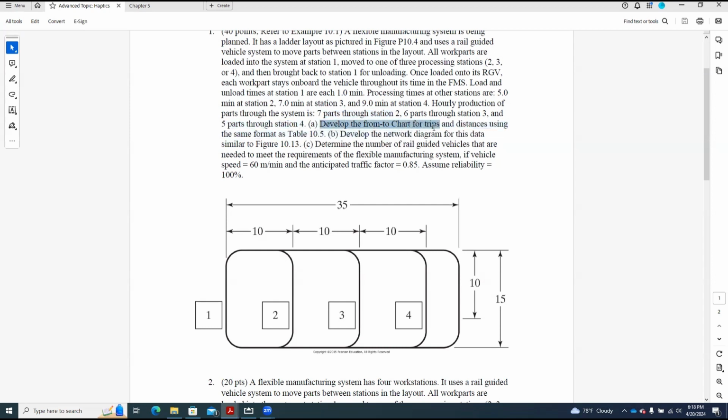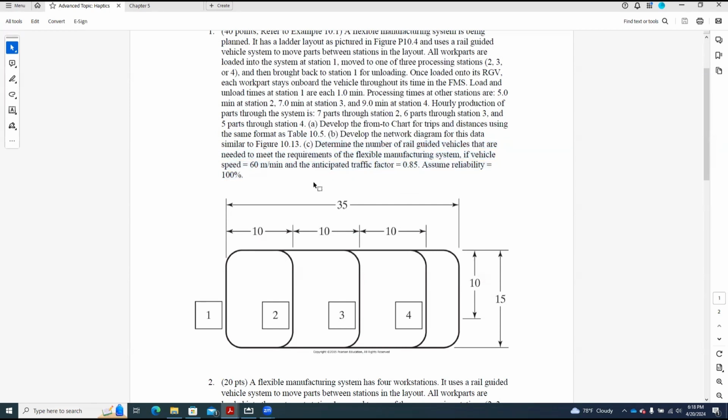Develop the from-to chart for trips and distances using the same format as table 10.5. And this is where our question begins: develop the network diagram and determine the number of rail guided vehicles. This is the ultimate thing we want to calculate.